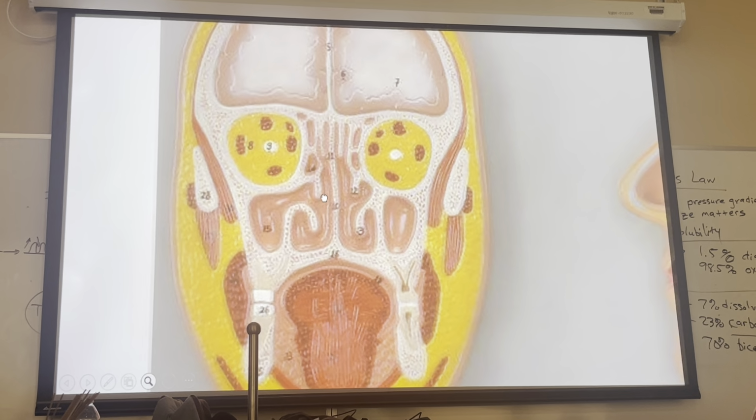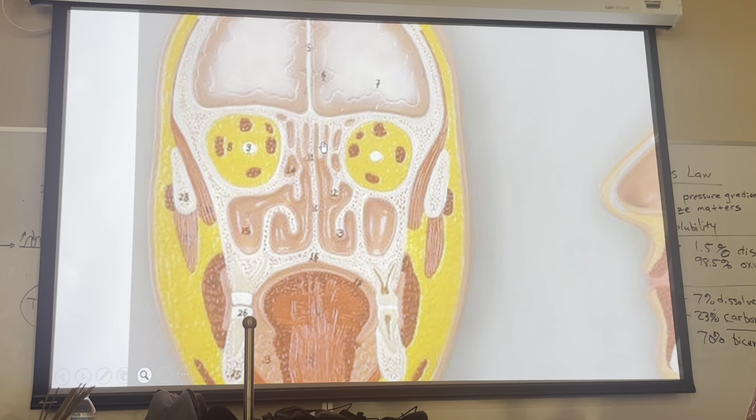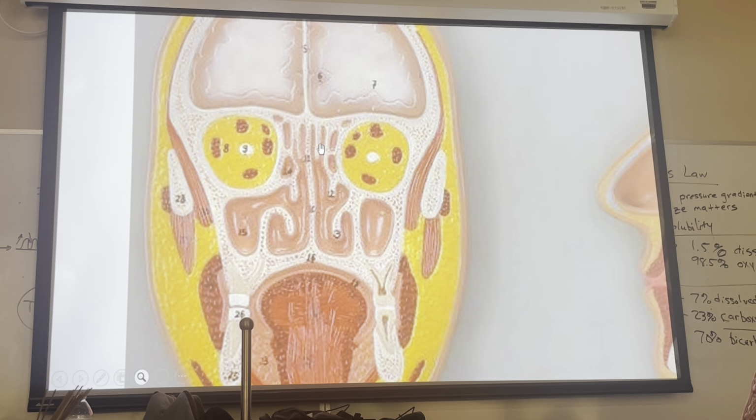So I'm going to zoom in right to this area here. You see this small perpendicular or vertical bone right there?